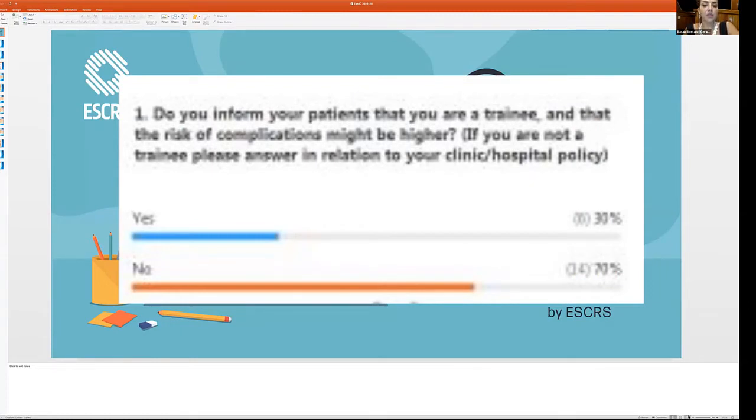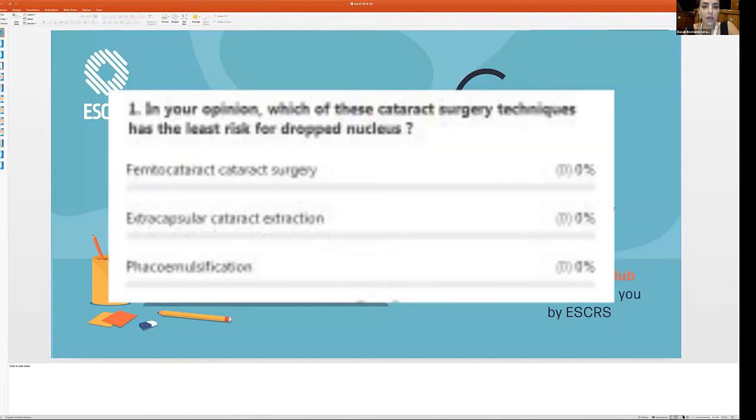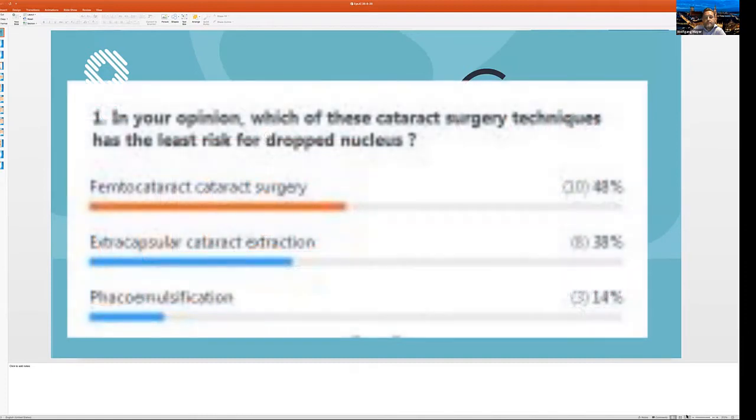And the last question, please. In your opinion, which of these cataract surgery techniques has the least risk of dropped nucleus? Femtocataract, extracapsular cataract extraction, or phacoemulsification? Femto, interesting.